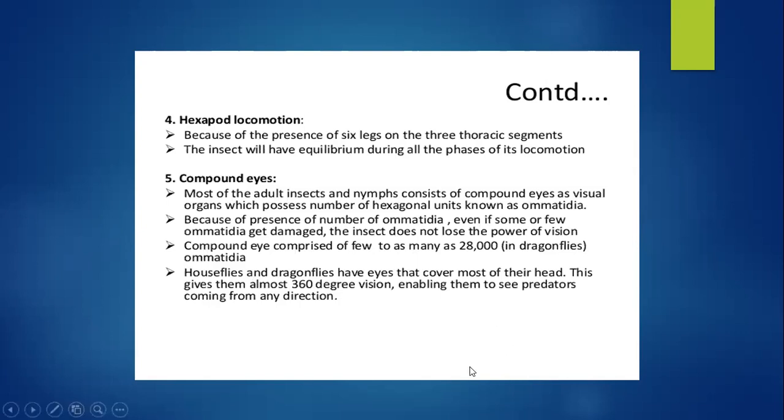So I have not kept the figures over here, but you have got the idea. Houseflies and dragonflies have eyes covering most of their head, right? So this gives them almost 360 degree vision, because of the compound eyes, because of the ommatidia which are present. Each ommatidium locates an image, so all the images are perceived by each ommatidium in the form of a vision.